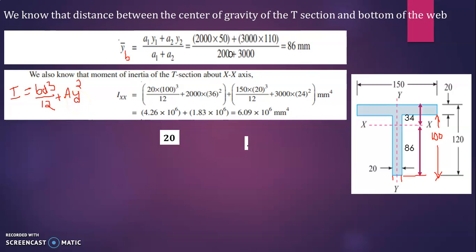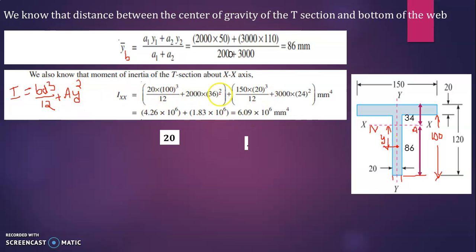What is y here? The distance from the centroid to the neutral axis. Now this is the actual neutral axis. This is the position of the actual neutral axis, at a distance of 86 from the bottom and 34 from the top. Now the distance y CG for this section lies somewhere here, because total it is 100, so 50. It lies at a distance of 50. Now y is the distance from the neutral axis to the CG, that is y1. That is y for the first section.